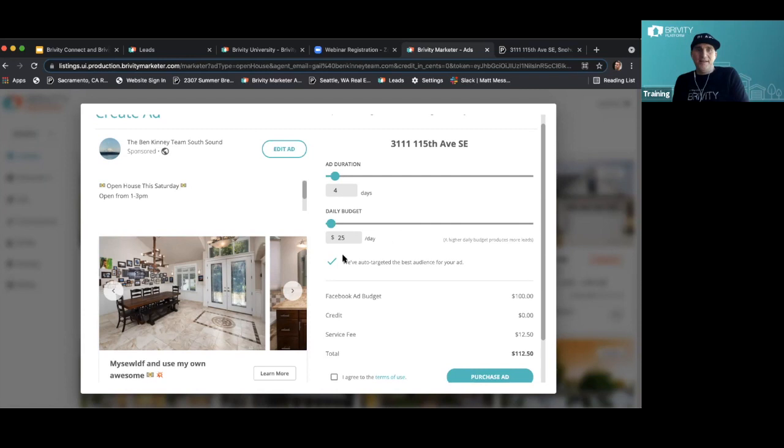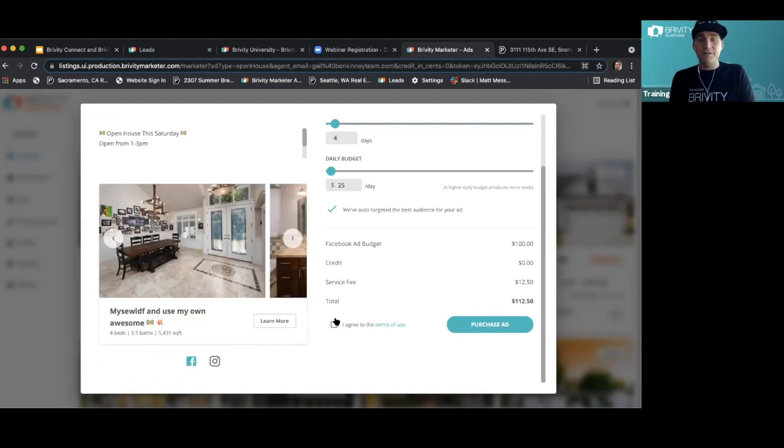You could do it lower, Shannon. If you want to spend 10 bucks a day for 4 days, you could do that. It's not going to get as much lift as if you give it that $100 minimum. If you have a chance to run an ad for longer, then you could do a smaller daily budget. Choose to do what you want, but that's just something we've seen in here. And you literally just say, boom, purchase ad.